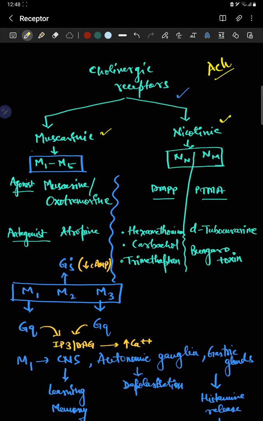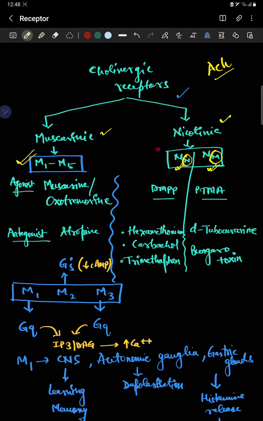Muscarinic receptors are M1 to M5, and nicotinic receptors are the NN receptor and the NM receptor. N for neuron, M for muscle. Now this muscarinic receptor is from M1 to M5.